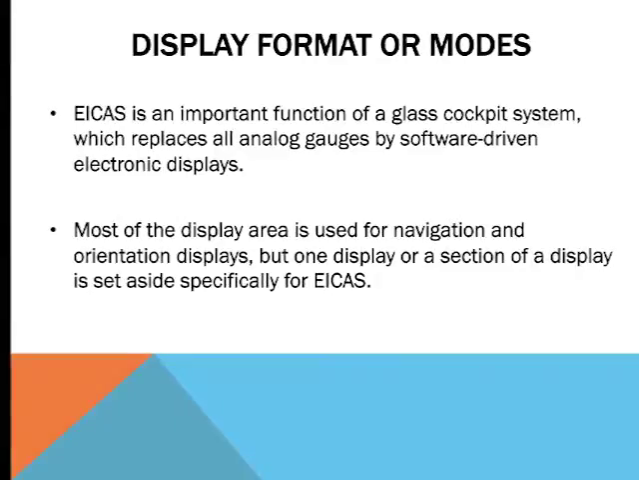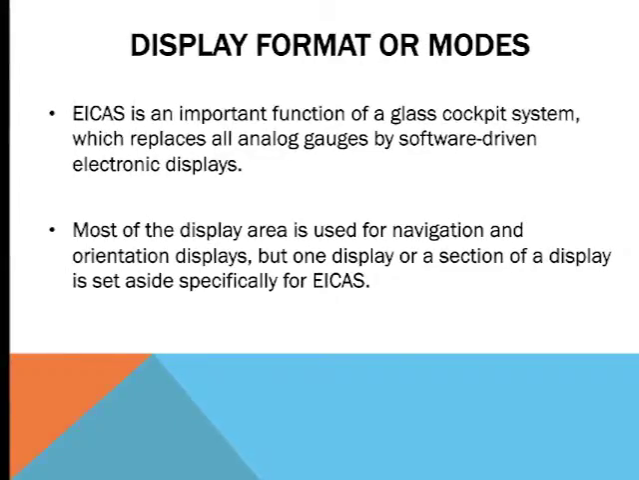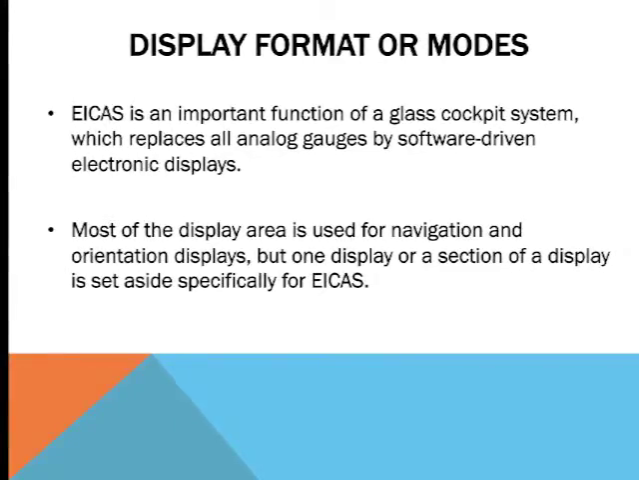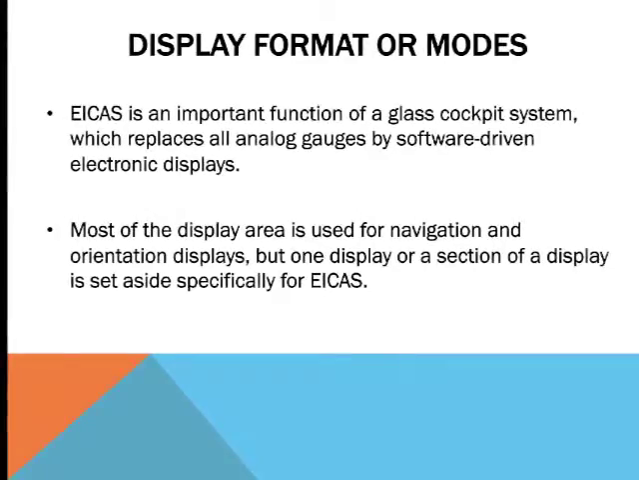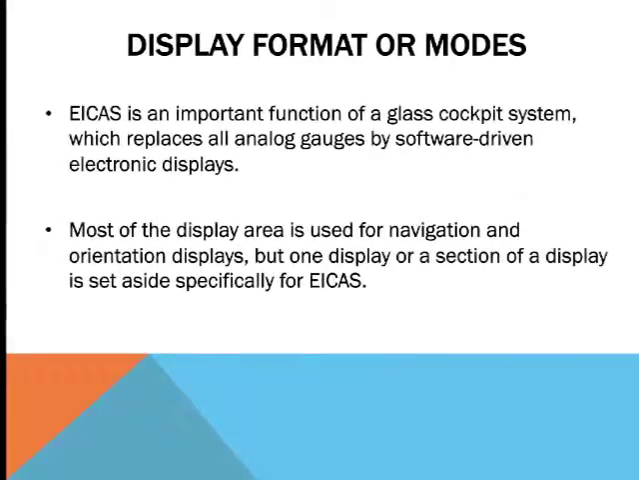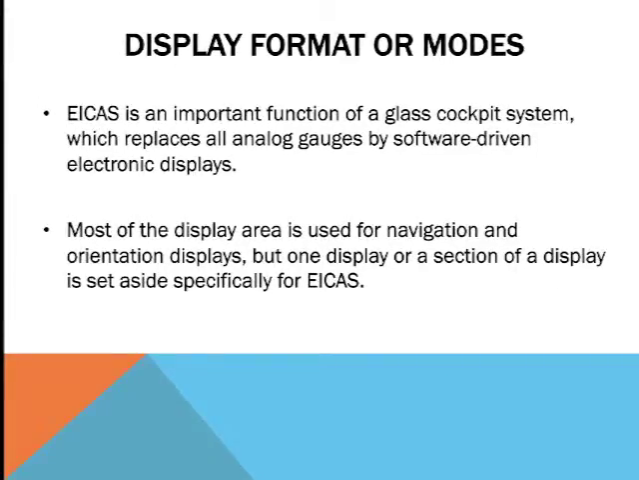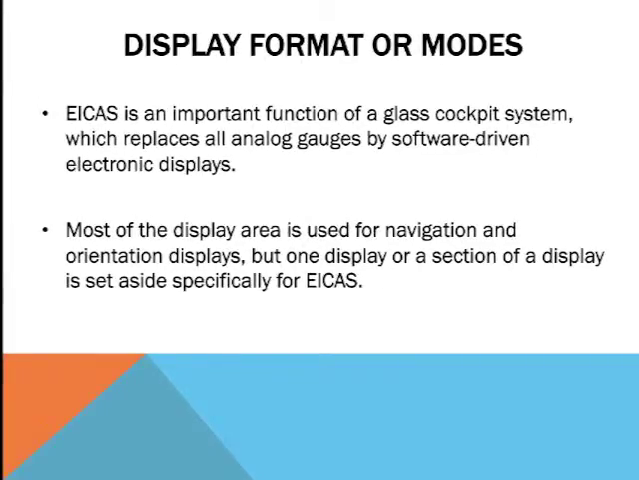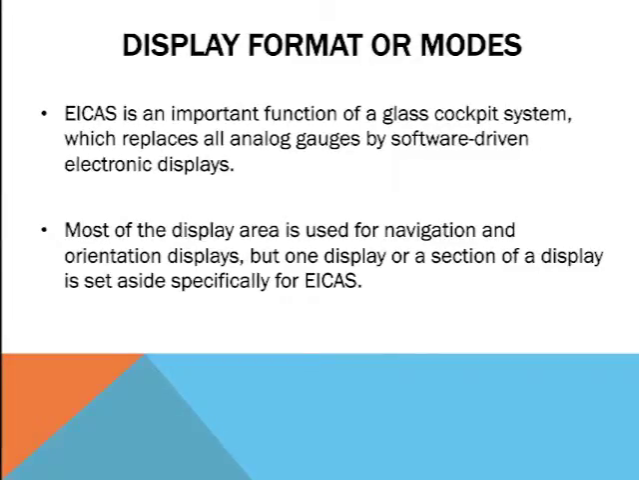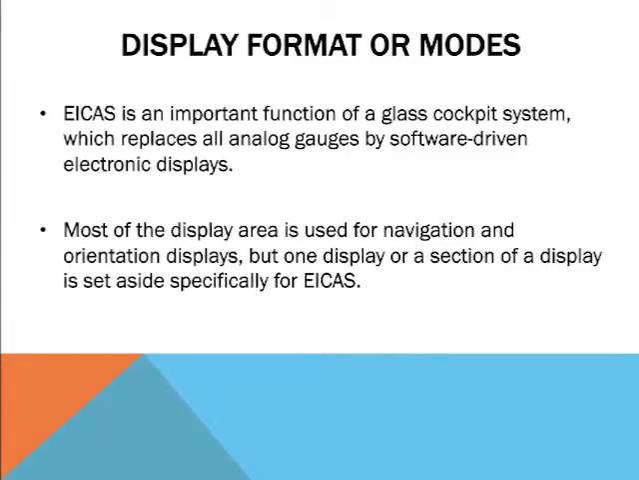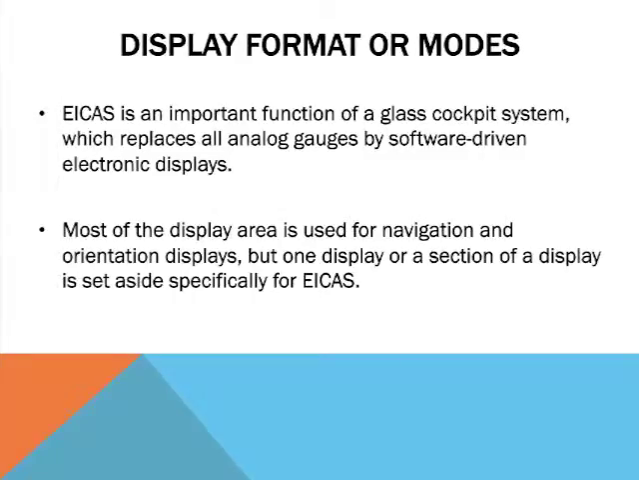ECAS is an important function of a glass cockpit system, which replaces all analog gauges by software-driven electronic displays. Most of the display area is used for navigation and orientation displays, but one display or a section of a display is set aside specifically for ECAS.